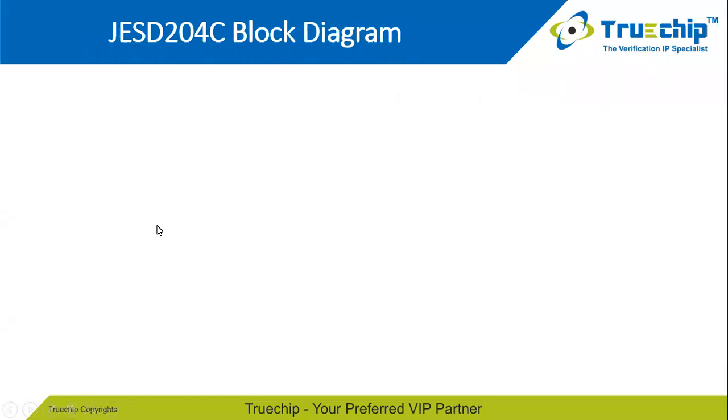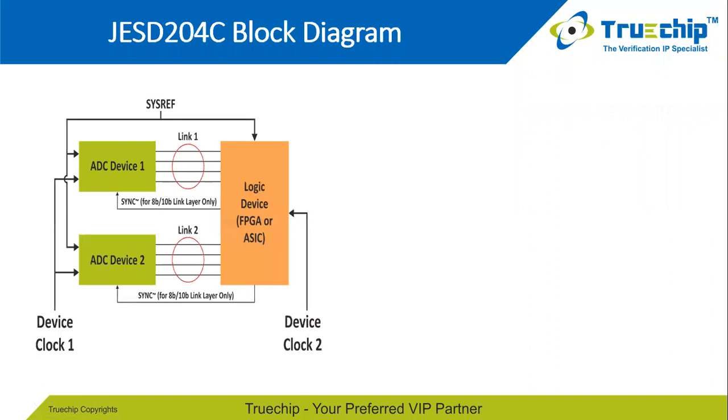So moving on to the next slide, this slide shows the block diagram for JESD204C having ADC devices connected to a logic device with the help of lanes. A combination of these lanes is referred to as a link. Each device is connected to an external device clock. Device clocks connected to different converter devices, that is ADC devices, have to be the same, and may or may not be the same as the device clock connected to the logic device. As you can see, a sync signal is also present, whose direction is from the receiver to the transmitter. The usage of this particular signal we will discuss later on.